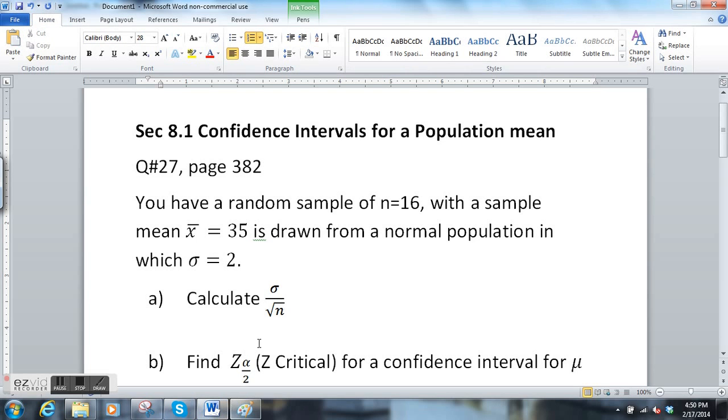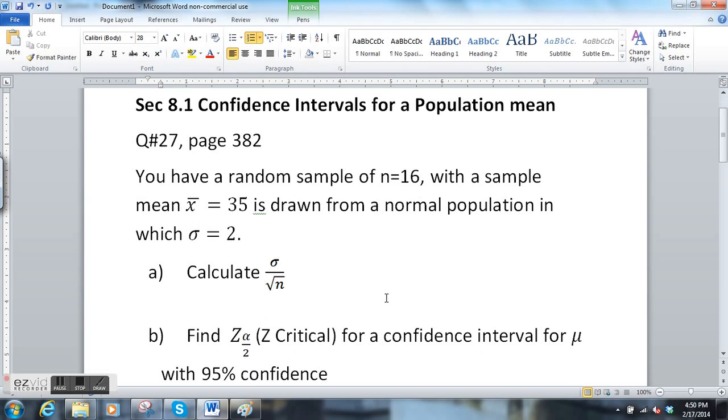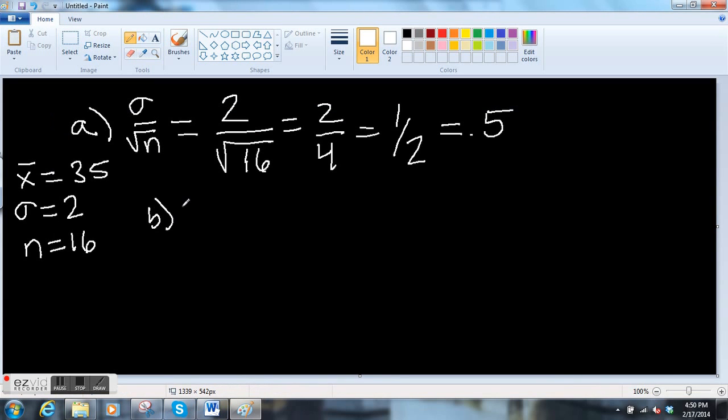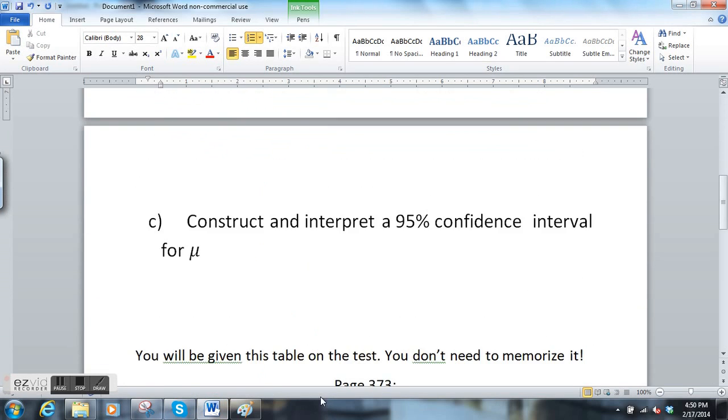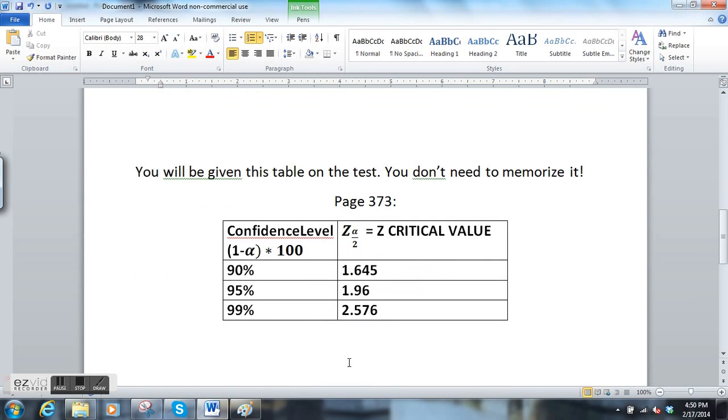Part B of this question, find Z critical for a confidence interval for mu with 95% confidence. So they're basically saying find the critical value, the Z critical value for 95% confidence. You'll notice the critical values don't change too much, and the answer is 1.96. How do I know it's 1.96? Where did that number come from? You're going to use this table. It's right here. You will be given this table on the test.